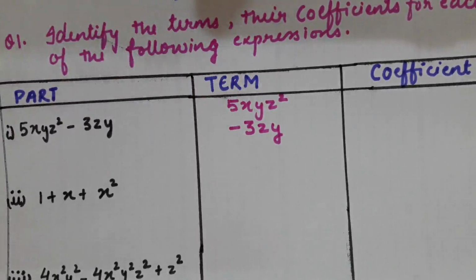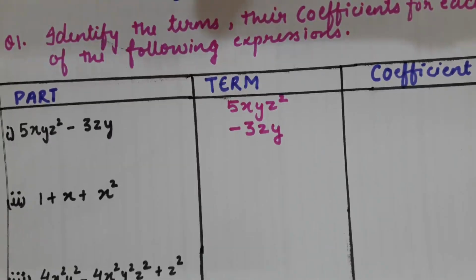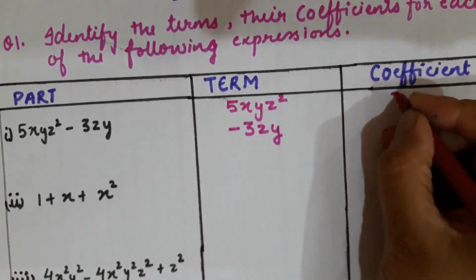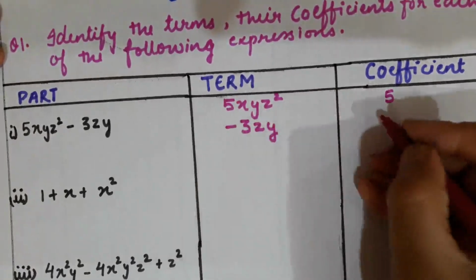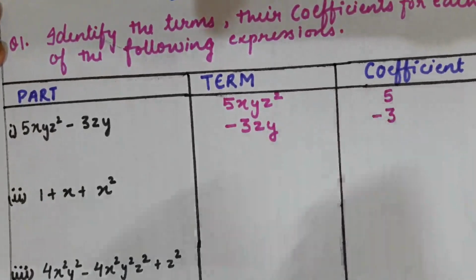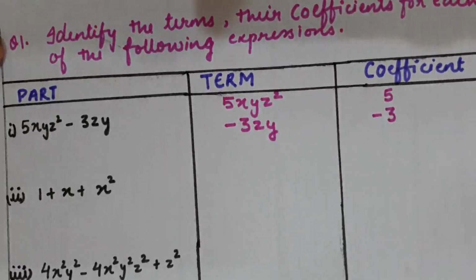Now we need to find the coefficient. Coefficient means the numeric value in a term. So in this term the numeric value is 5, so the coefficient will be 5. And in this term the numeric value is minus 3, so the coefficient will be minus 3. Getting my point?